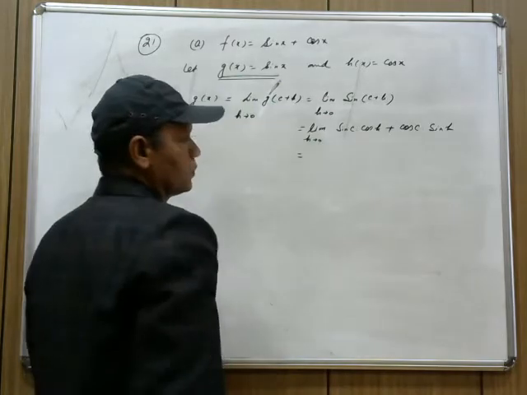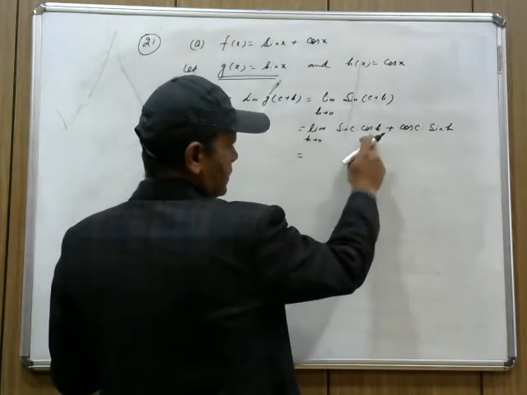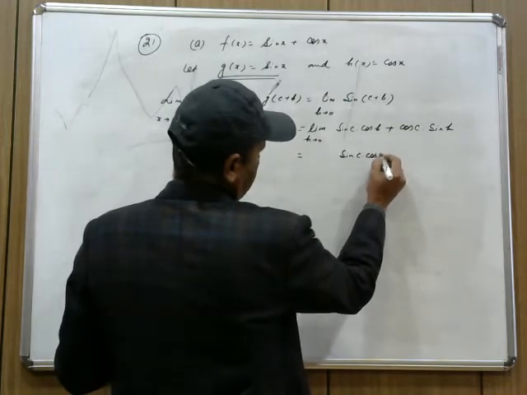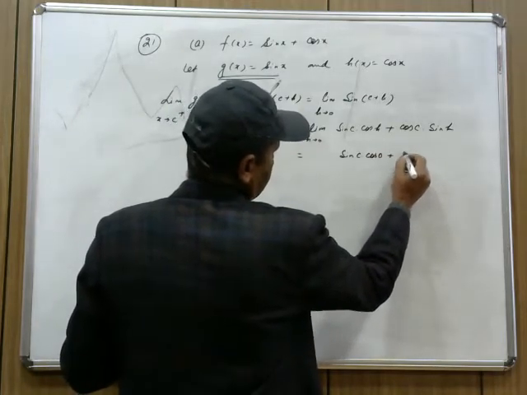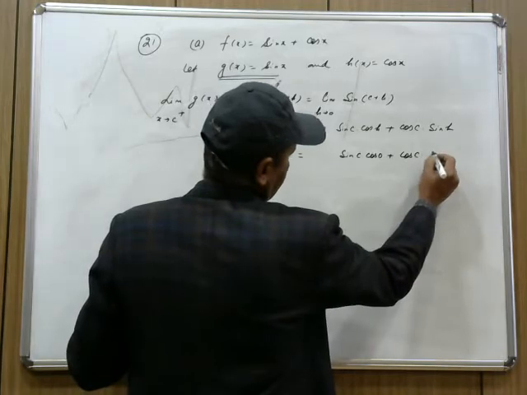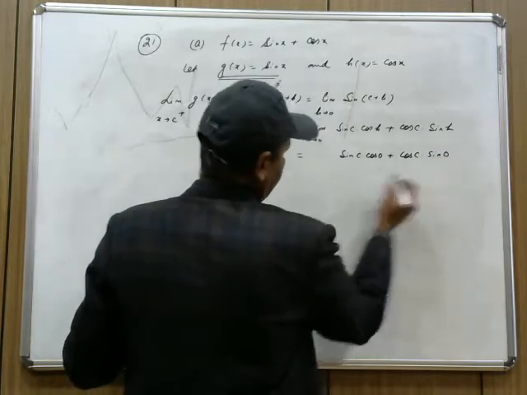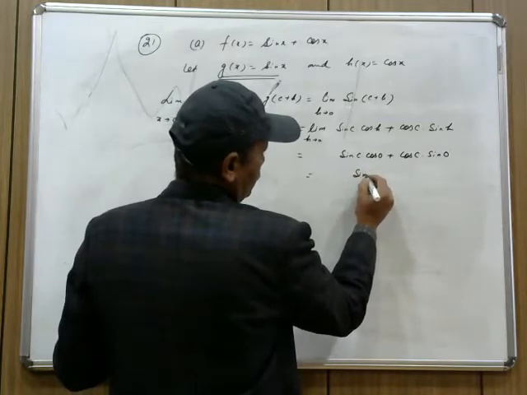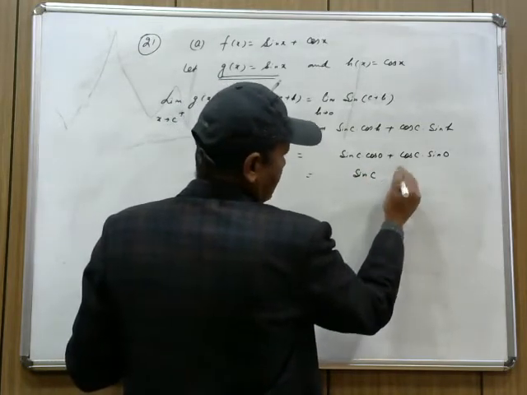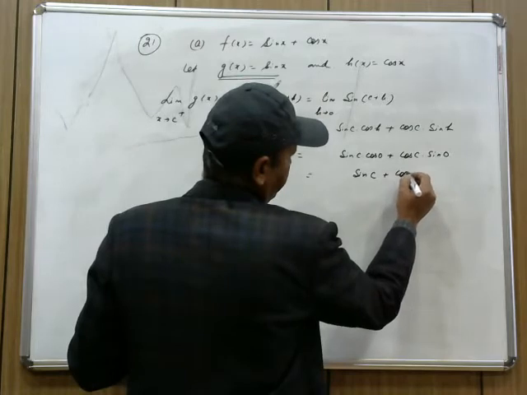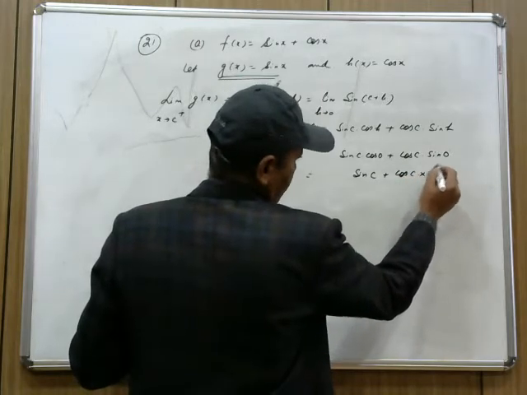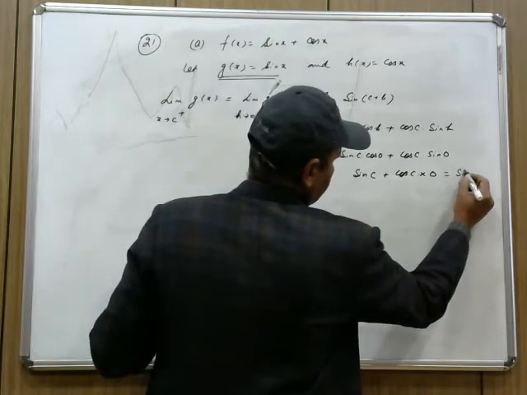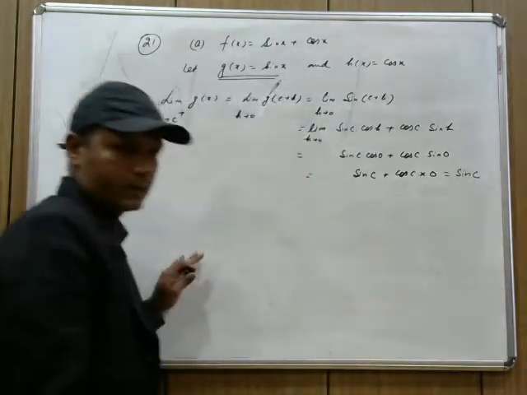Now h tends to 0, therefore what? Sin c into cos 0 plus cos c into sin 0. Now this becomes sin c into 1, sin c, and cos c into sin 0, sin 0 is 0, therefore it becomes 0. Therefore can I write simply that it is equal to sin c, right?